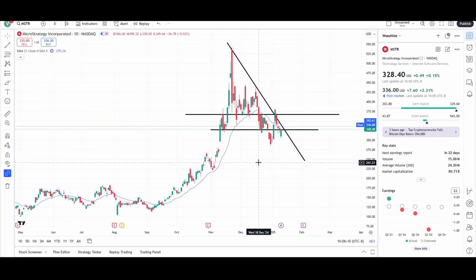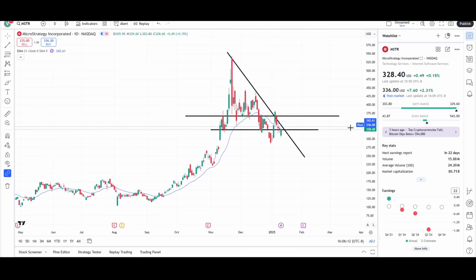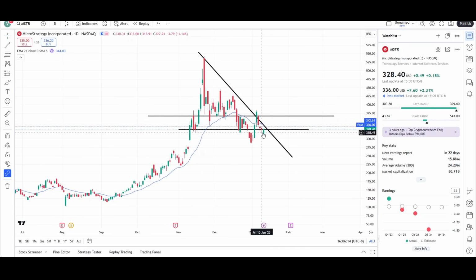So let's take a look at MicroStrategy on the daily chart. Well, again, we had to wait a couple of days before the market could open today, and it did gap down lower, but we did see a nice push up higher today, followed by some small follow through in the post market as well, up 2.31% right now to 336.